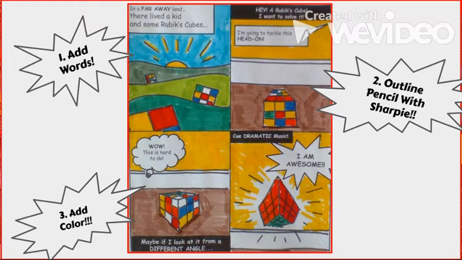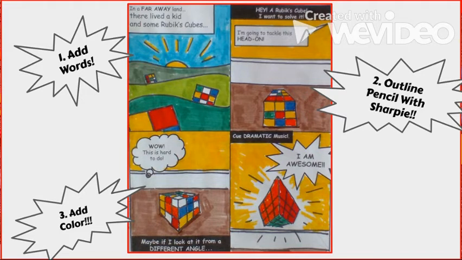The next step is to outline all of our pencil lines using Sharpie. Using Sharpie, carefully outline all of the pencil lines you want to keep. Use a ruler to make sure your lines are accurate. You've worked so hard to create those precise lines, you don't want to mess them up now.